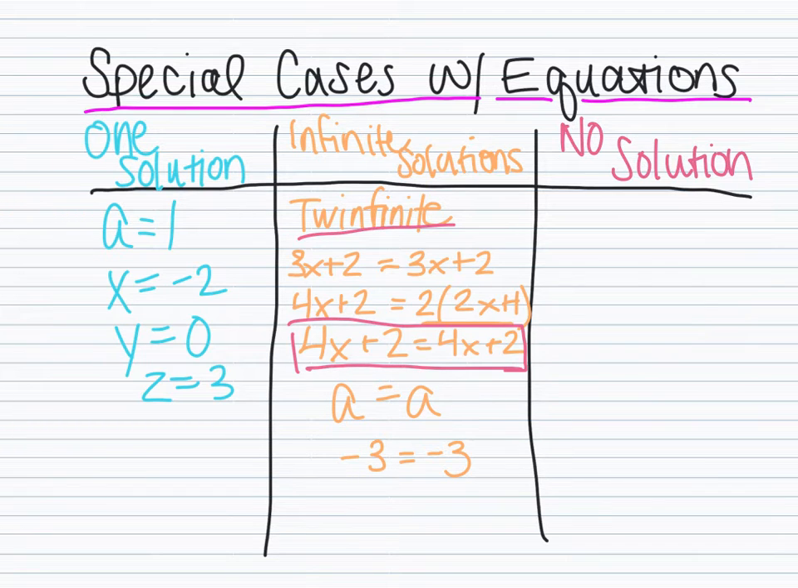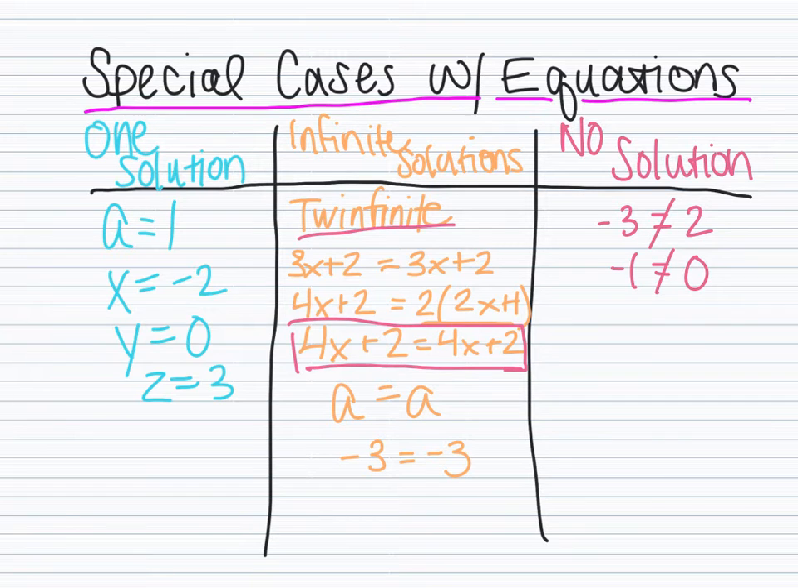The last type of solution is no solution. So this is when you'll never be able to find a solution. So you may end with something that looks like -3 equals 2. Well, that does not equal. They'll never be equal. So there will be no solution. You might get -1 equals 0. Not true. So no solution.